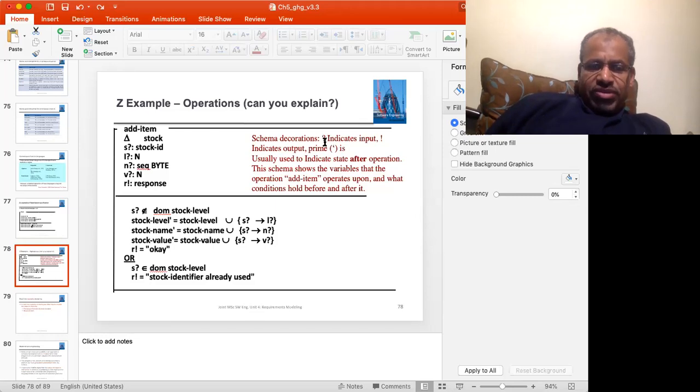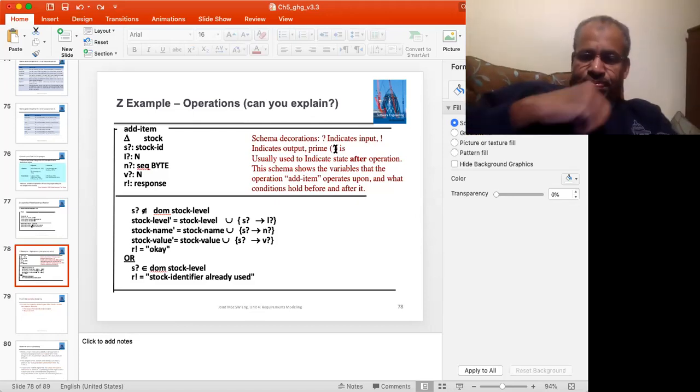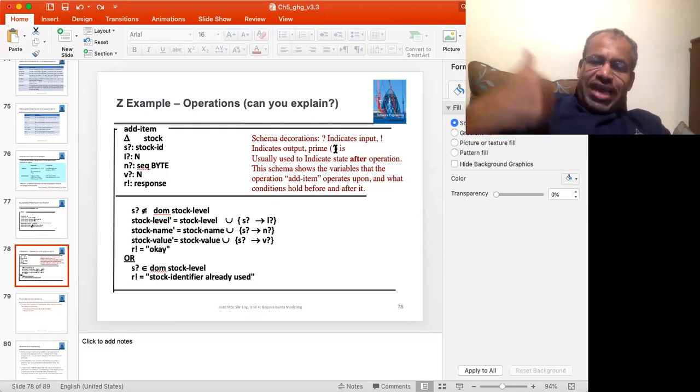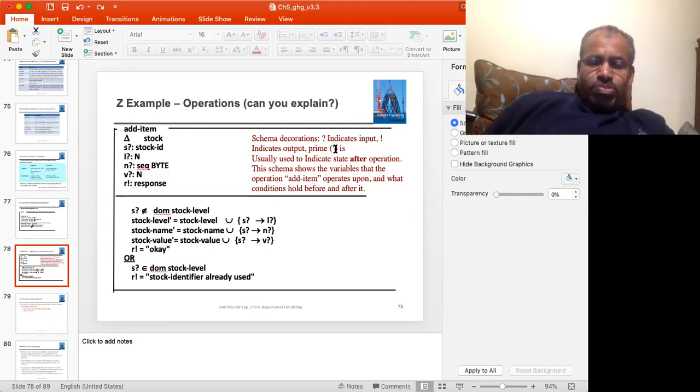We call it the schema decoration. So the question mark indicates input, the shriek indicates output, and the prime is the state variable after the operation. What becomes of it after the operation? And the operation here is add item, because when we add item, we simply add this new mapping, a mapping of a stock ID to a level. So we're adding a new item to the stock that we have.